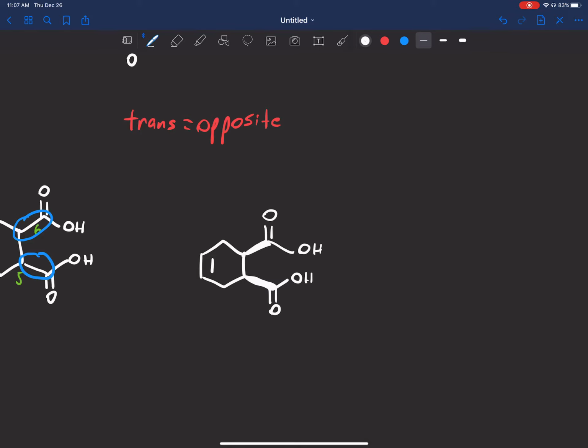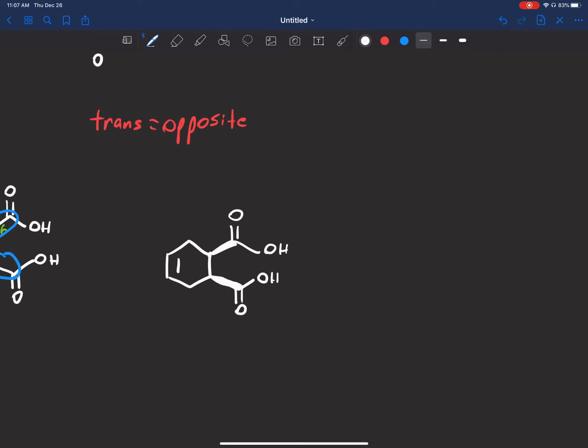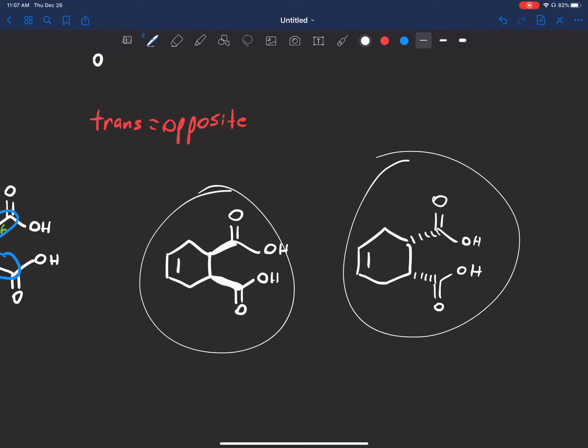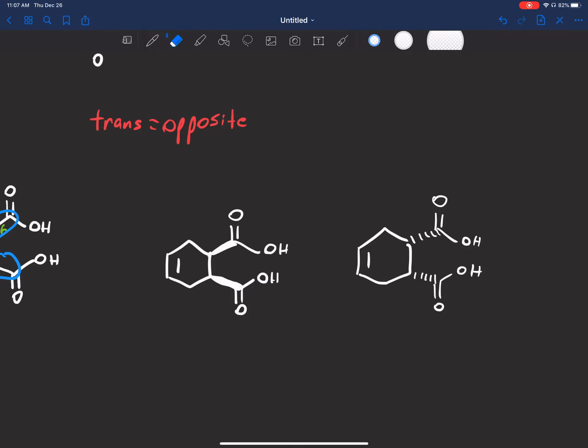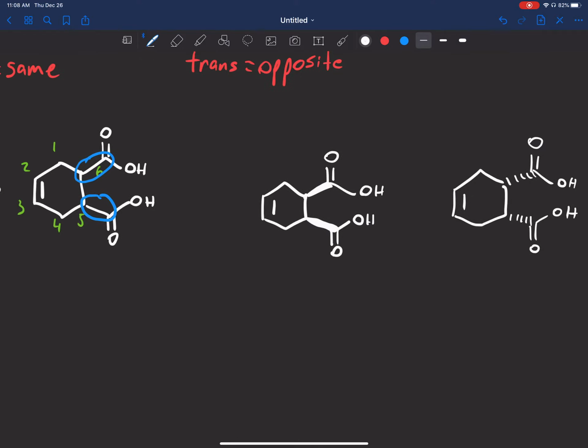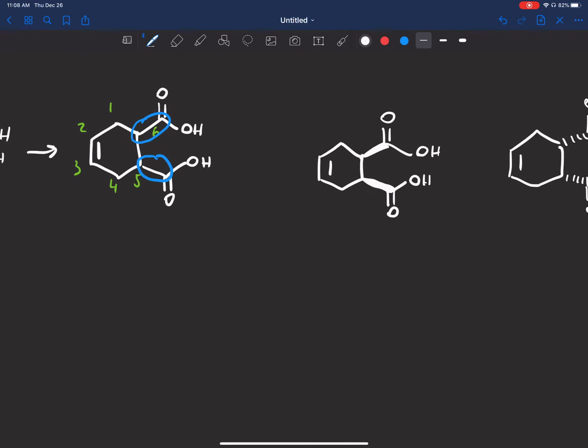Like this. And remember, there's only going to be one product in this case, because if we drew the dashed version, these two compounds are identical to each other. All you need to do is flip the molecule. So they're the same, one product. So that's what happens when you have that cis dienophile. Let's look at the trans version.